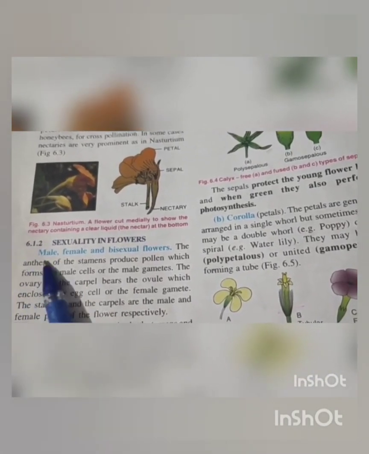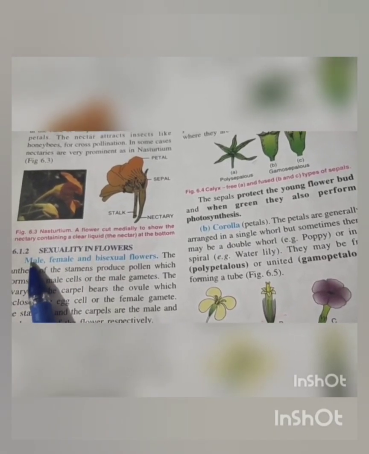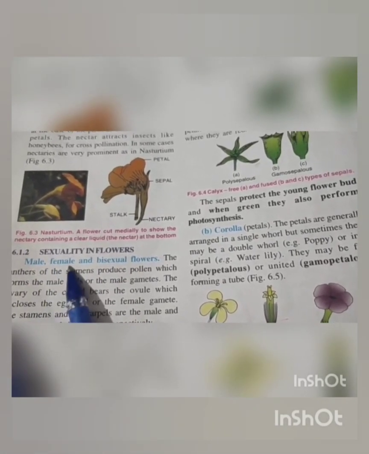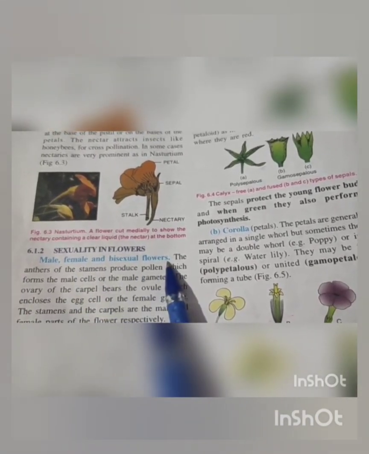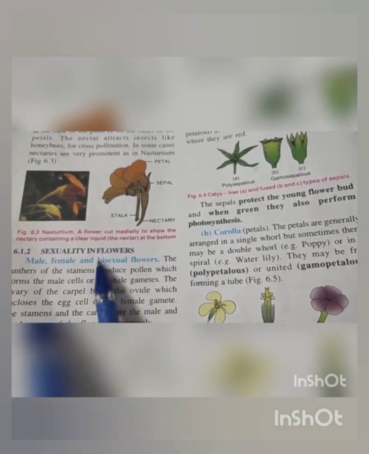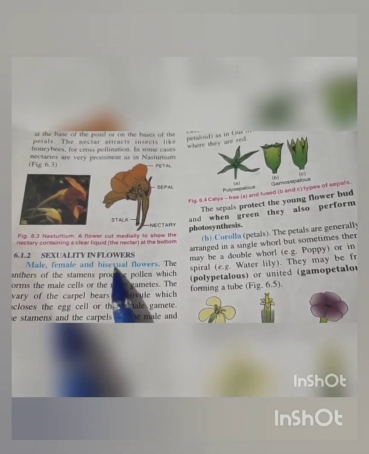Sexuality in flowers. Flowers are bisexual, unisexual or neuter flowers. Male, female and bisexual flowers. The male flower means only anthers are present. The stamens are present, only gynoecium absent. That flower is called male flower. Female flower, only female part is present. And bisexual flowers, both parts are present, as we saw in China rose.